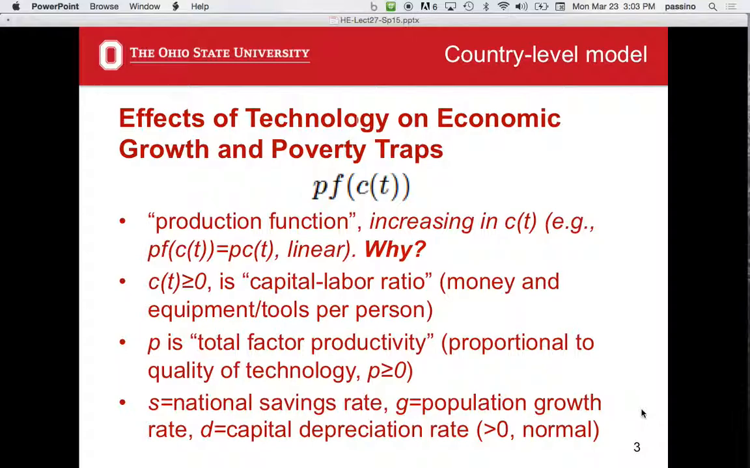Then we're going to have some other parameters. One of them is the national savings rate, s, okay? g will be population growth rate, and d will be capital depreciation rate.